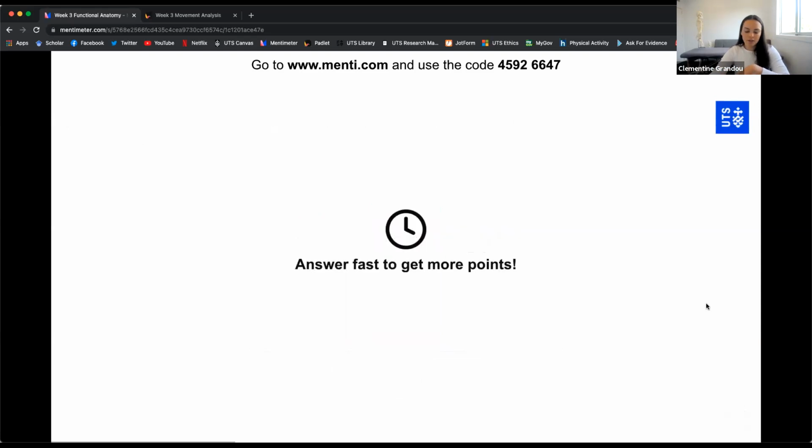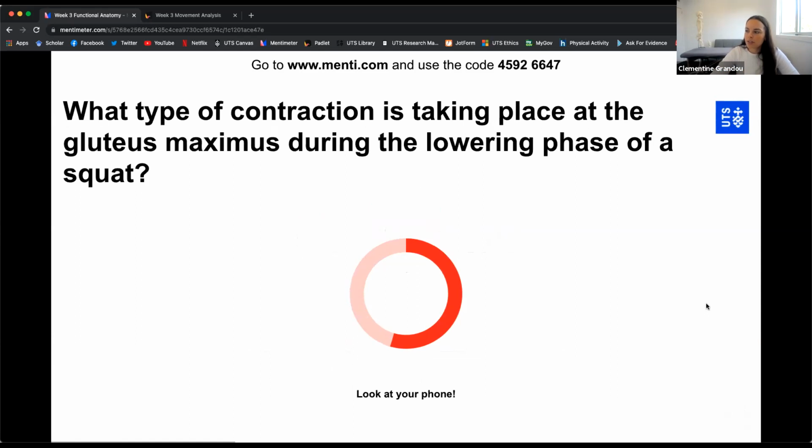All right, last question. What type of contraction is taking place at the gluteus maximus during the lowering phase of a squat? So it's a bit of a wordy question there. You can type in the answer for this one, and we know they're asking for the type of contraction. So it's going to be either concentric, eccentric, or isometric. Those are the 3 main contraction types. So we have to wait for the timer to go down on this one, and then we'll see what everyone's written.